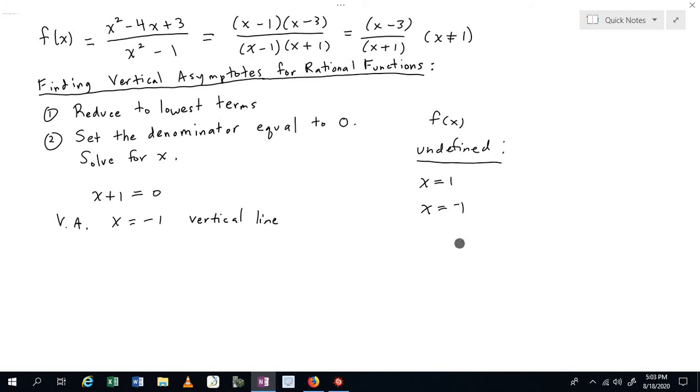Now, the reason it's undefined at -1 is because there's a vertical asymptote. But the reason it's undefined at 1 is not because it's a vertical asymptote, because there's only one vertical asymptote that we found. The reason it's undefined at x equals 1 is because there's a hole in the graph.